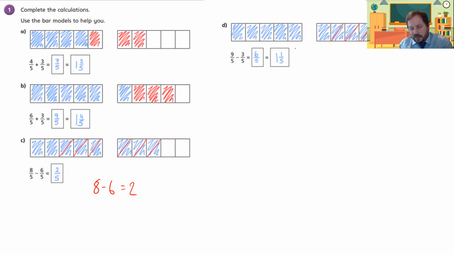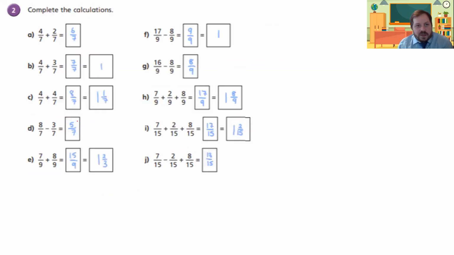And then up here, we start with 9. You can see it's just underneath me in the corner over here. We're taking away 3, so we cross out 3 of them. We're left with 6, which is 9 minus 3. So we've got 1 whole 1 and 1/5. Just remember, if you look at all of them, does the denominator change? No, the denominator stays the same the entire time. That's the trick.